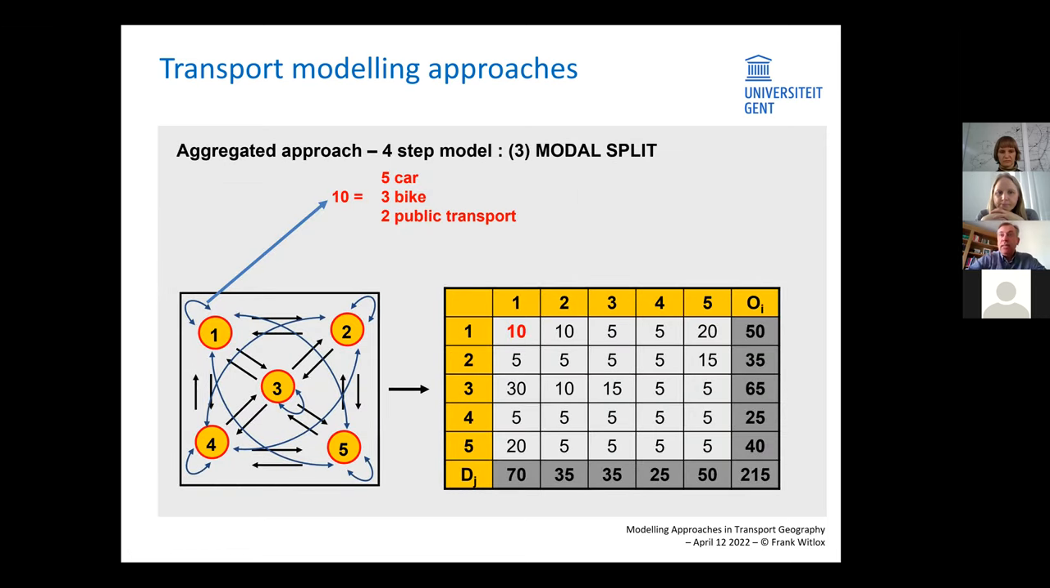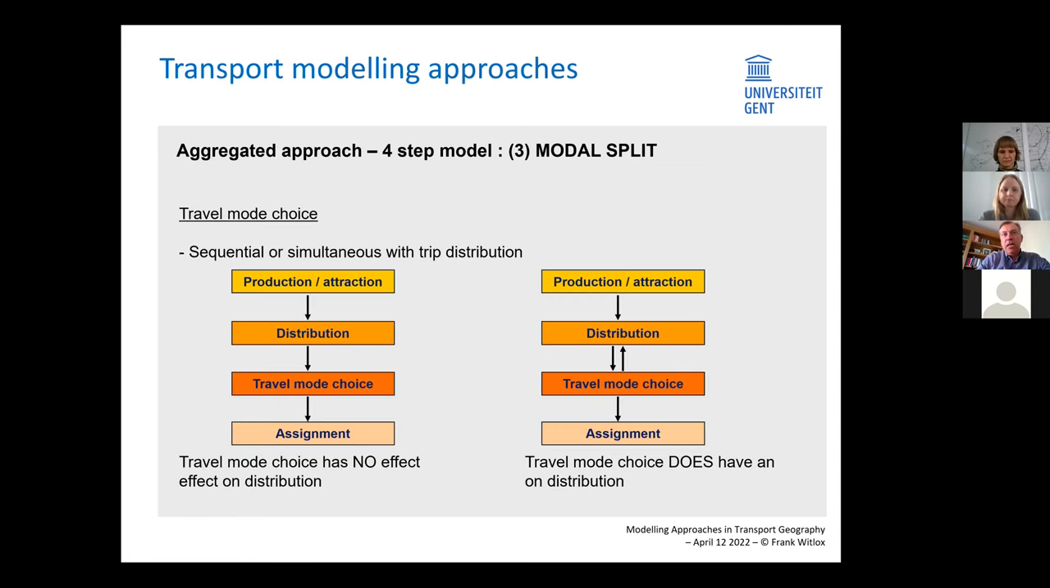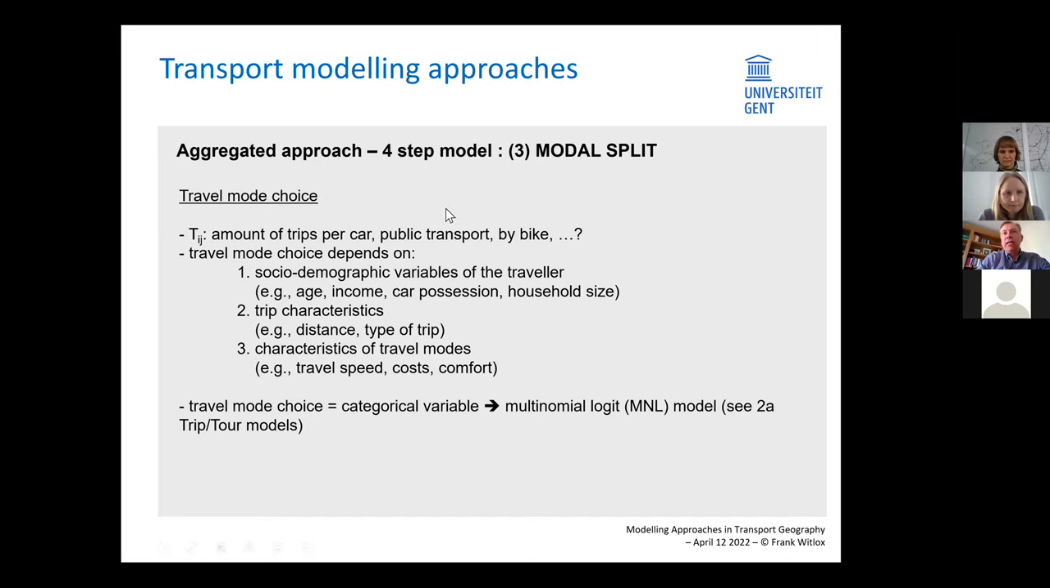So step three, that's the modal split. The modal split means that we now look at this individual level here. So the number of trips from one to one is 10. And then we need to know, well, 5 apparently by car, 3 by bike, and 2 by public transport. If we want to apply a method here, then the method that we're going to use is often referred to as the multinomial logit model, a form of a logit model. If you only have 2 options to choose from, then this is a binomial model.